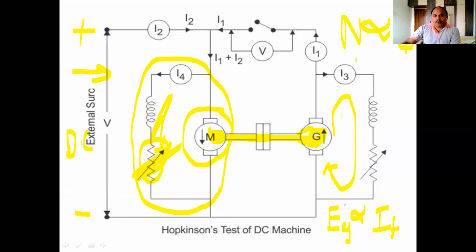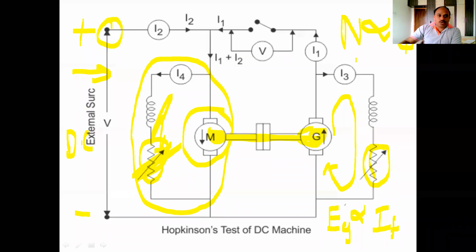So up to rated voltage, with the help of varying this field rheostat, the generator generates rated voltage. Generator generating rated voltage means the motor voltage and generator voltage are both equal, because both are same-rating machines. The generator rated voltage is equal to the rated motor voltage, which is also equal to the supply voltage, because all are connected in parallel.